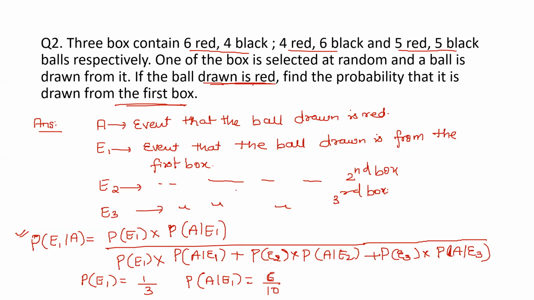Abdur, E2 is selecting the second box. So again, P(E2) is 1/3, since you have three boxes. Abdur, what is meant by A/E1? That means from the first bag, you are drawing a red ball. So check here, how many red balls do you have? 6, total is 10. Clear, Umair? Okay, great. Rifat, very good. It is correct.